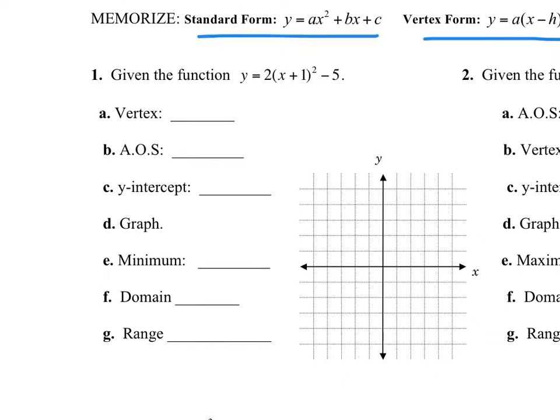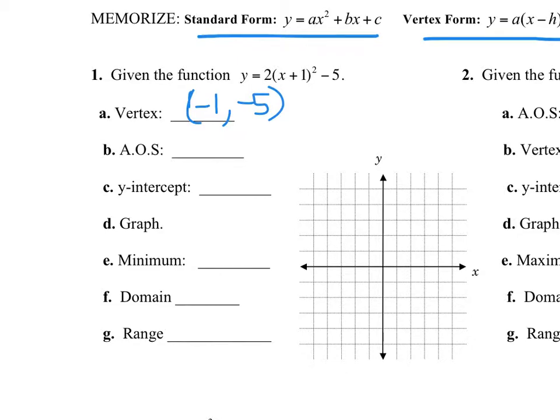Number 1. We're given this function. Which form is this in? Vertex form, yeah. So it's in vertex form, so my first step, part A, is to find the vertex. And when it's in vertex form, you can find that right away. So what is the vertex of this parabola? -1, -5. Perfect. Always the opposite of the inside and the same as on the outside. So -1, -5.